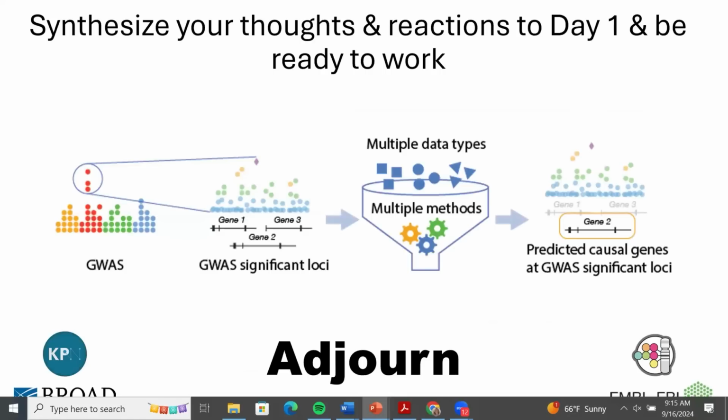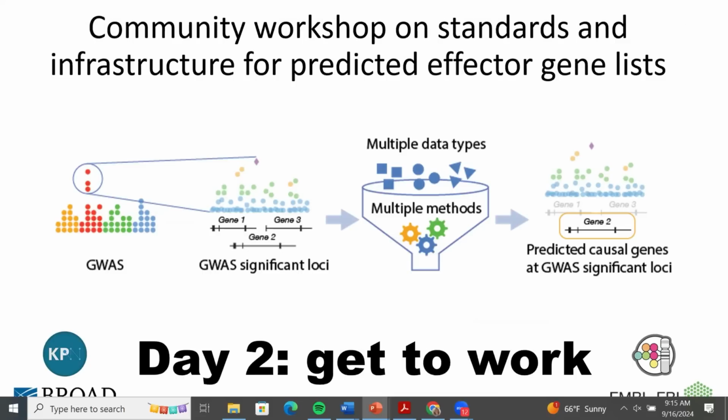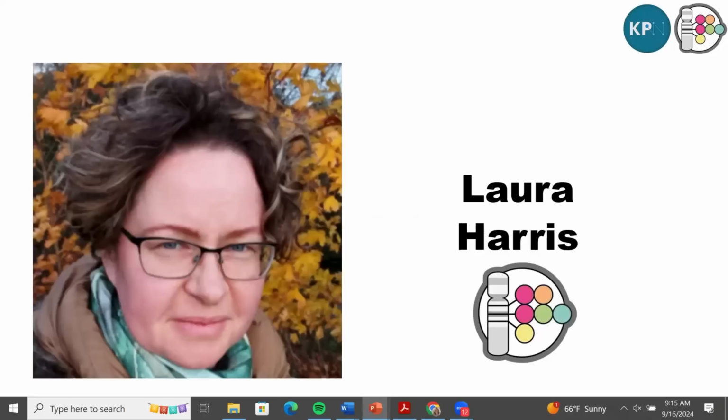So then we'll adjourn. And then you can go home and you can synthesize your thoughts, rest, or work the rest of your day, because many of us will be halfway through a day. But day 2 is ready to work, right? So for that, we're going to have a lot more interactive session on day 2. Laura's going to kick us off, though, from GWAS Catalog's perspective on how they've done this so far, and think about how they did for GWAS standards.